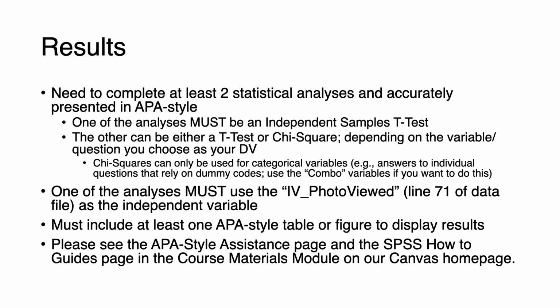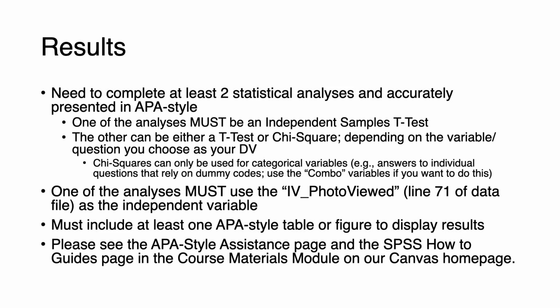So the combo variables are the only variables that address those specific questions but include answers from both blocks. So if you are interested in pursuing answers to specific dependent variable questions and you want to use a chi-square, please make sure you're using the appropriate combo variables that are towards the end of our data file.